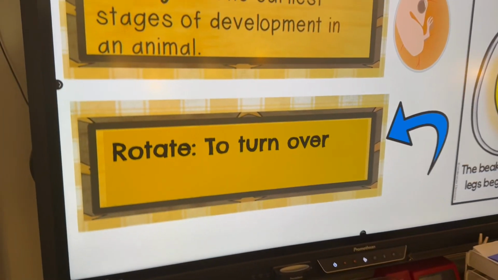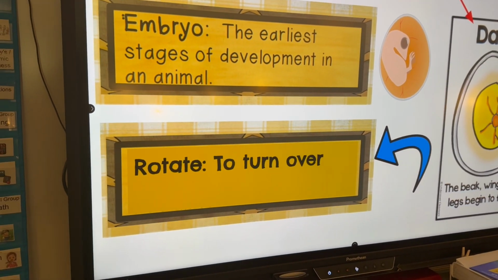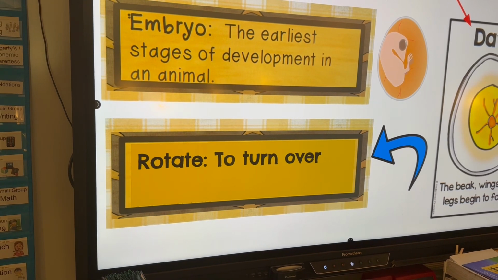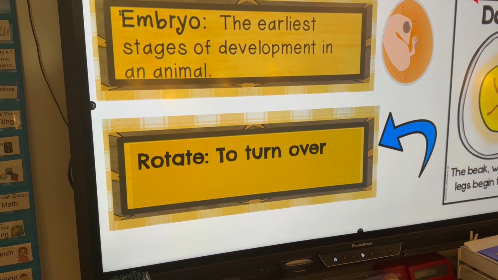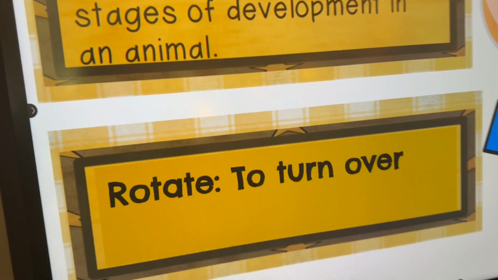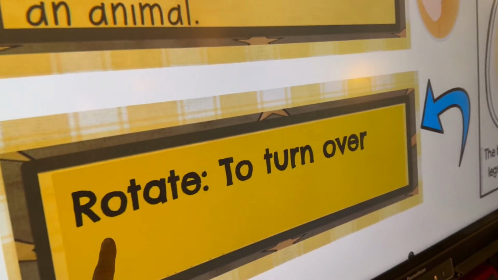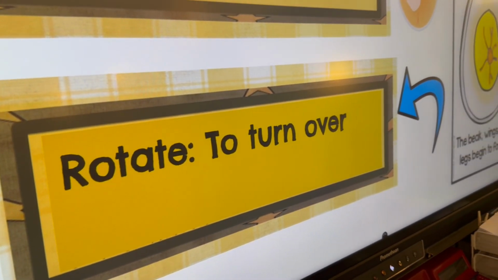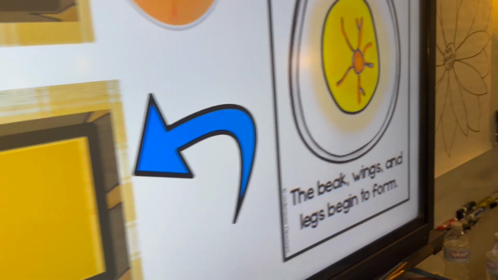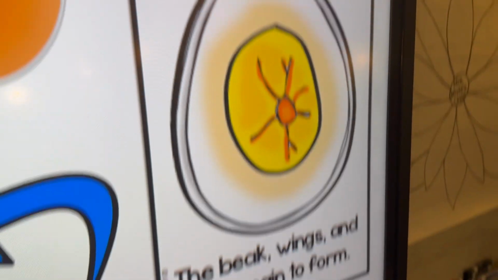On day 3, we have 2 new words, embryo. Embryo is what we call the bird at the earliest stage of development. And then we have a new verb. Verb means an action word, right? So this action word is to rotate, which means to turn over. And on day 3, we have the beak, wings, and legs begin to form.